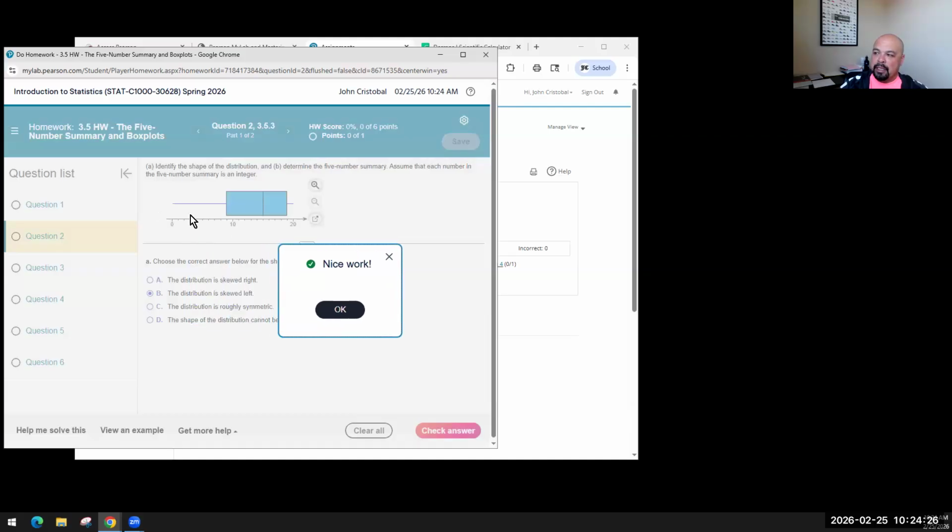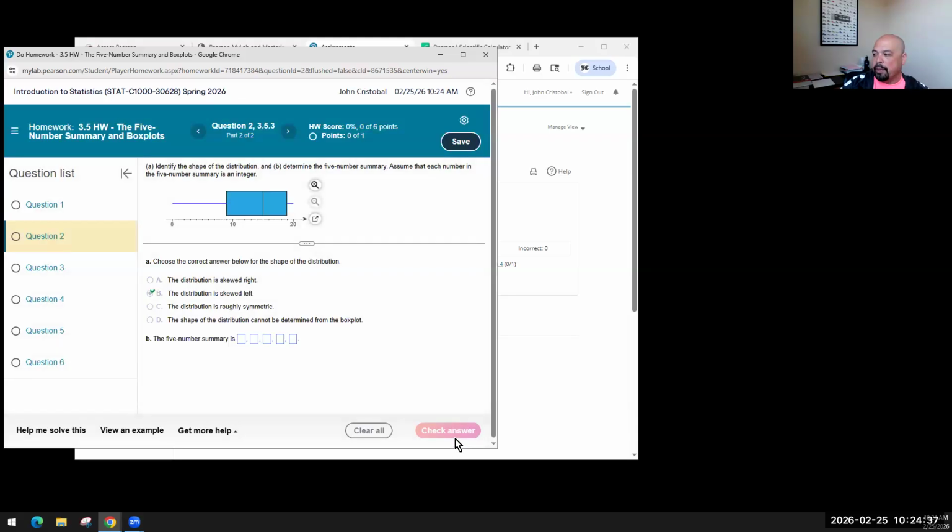And there we go, right? Because of the longer, stretched out piece towards the left, it is skewed to the left. Had it been a longer line on the right and a short line on the left side, we would be skewed to the right. Okay.